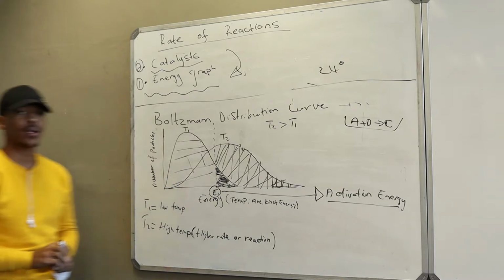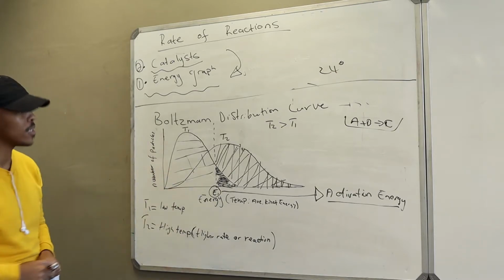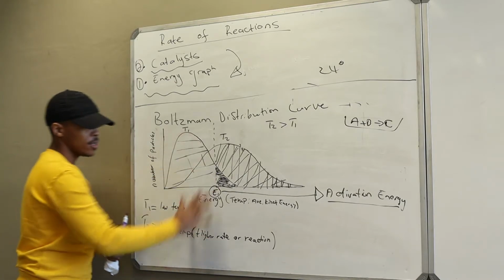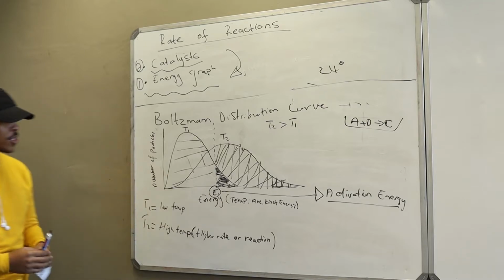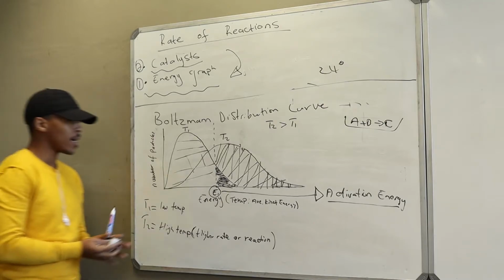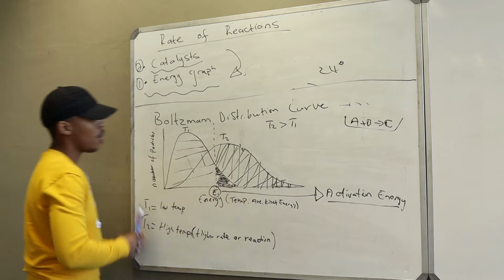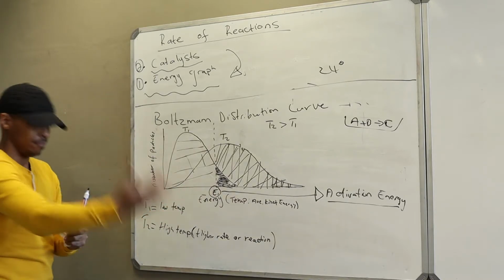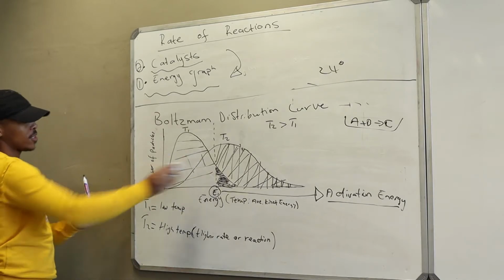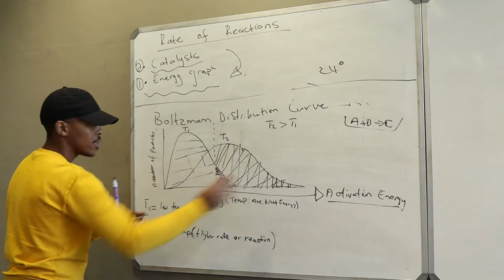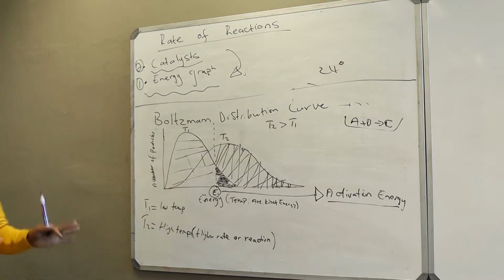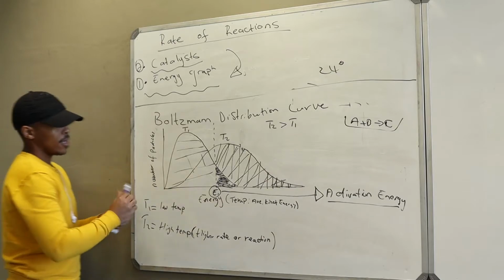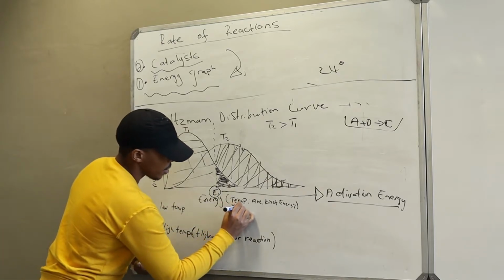Okay? So that's what the Boltzmann distribution curve is. It is explaining the temperature of the same chemical reaction and tells us why one reaction will have a higher rate of reaction than the other. The same reaction, just at different temperatures. Okay? So this is what we call the Boltzmann distribution curve. And we're explaining this in terms of temperature.